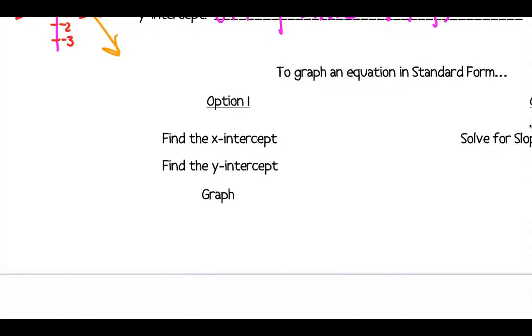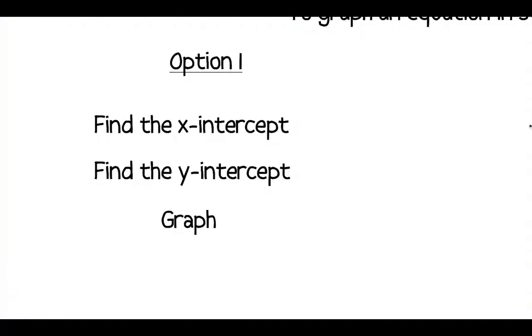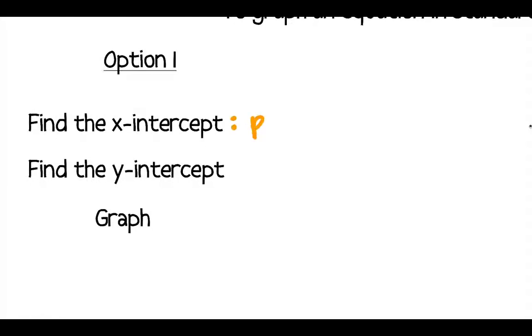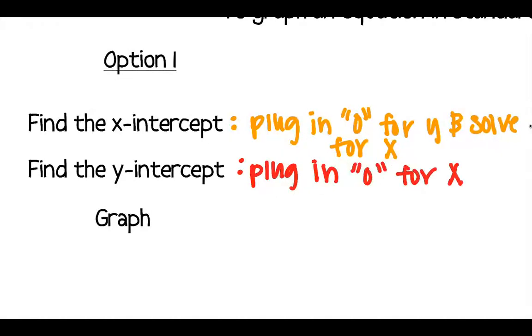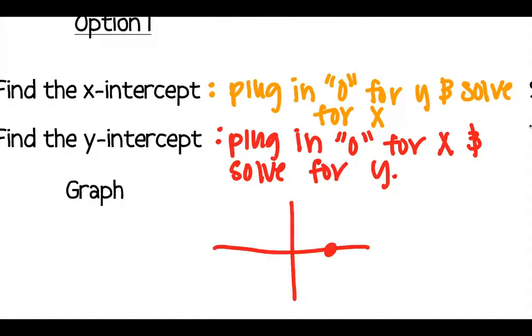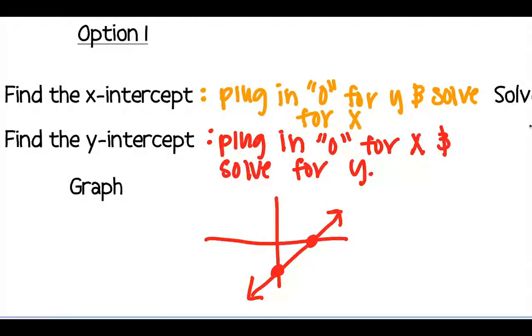So here's our options. Option 1 is to find the x-intercept, find the y-intercept, and graph it. And again, to find the x-intercept, you plug in 0 for y and solve for x. To find the y-intercept, you plug in 0 for x and solve for y. It's opposite. And then you can graph once you get the points. So then you could put the points, hey, it's here and it's here. Then you just connect the dots and you've got your line. So that's option 1. Find x, find y, plot your intercepts, and then graph it by connecting the points.